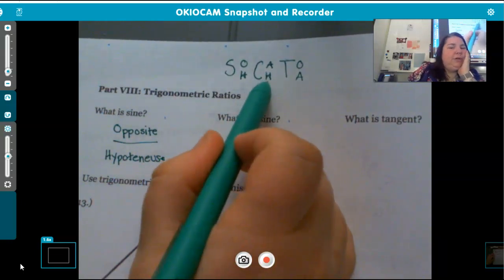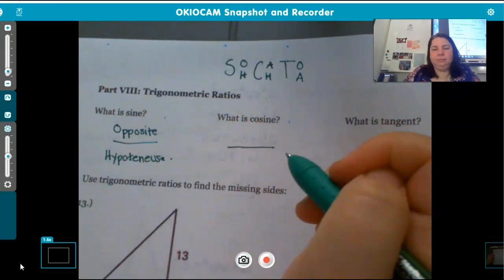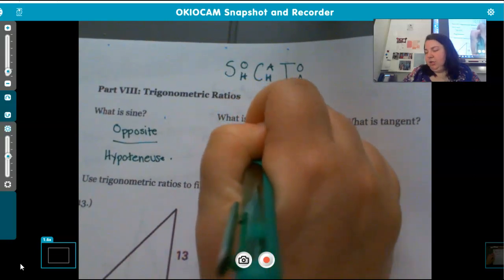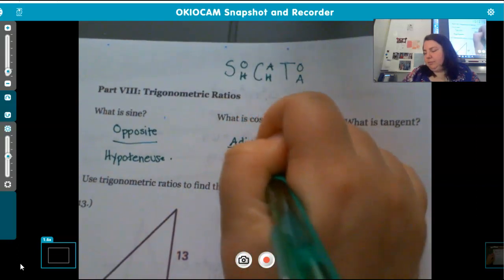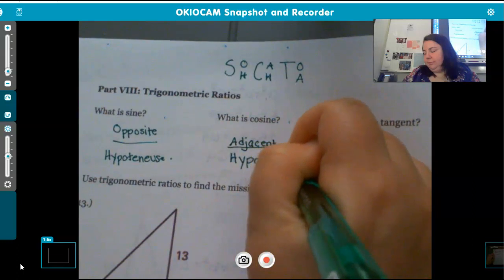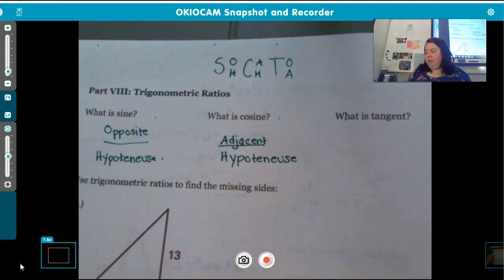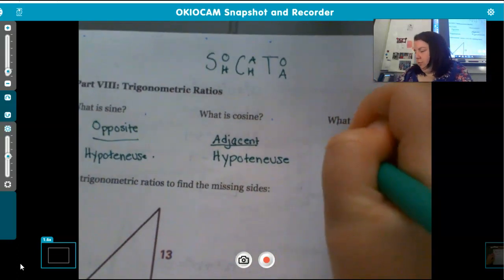You're right, hypotenuse is involved. That's the bottom one. Does anybody remember what A stands for? Adjacent, next to, touching the reference angle, over hypotenuse, and then tangent is what over what? What is O? Opposite over adjacent.